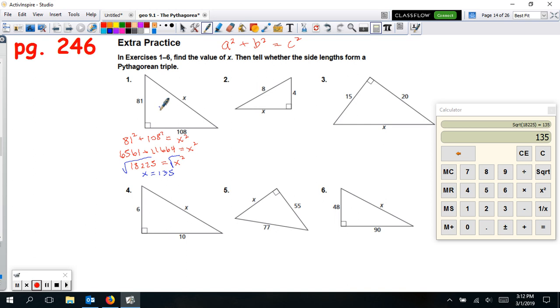So we can call this one, yes, it is a Pythagorean triple. Yes, this is a triple.